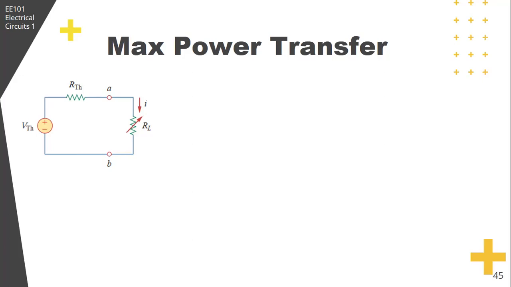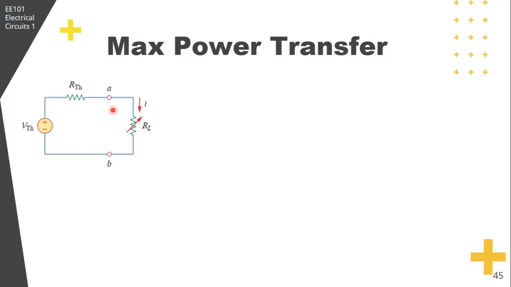In many practical situations, a circuit is designed to provide power to a load. There are applications in areas such as communications, where it is desirable to maximize the power delivered to a load. Let's say we have a Thevenin equivalent circuit connected to a variable load.